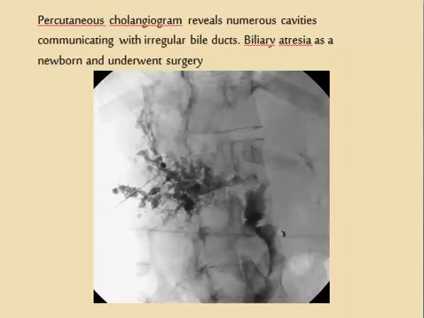Percutaneous cholangiogram. This is the needle. Numerous cavities communicating with irregular bile ducts. This is a case of biliary atresia in a newborn and has to undergo surgery.